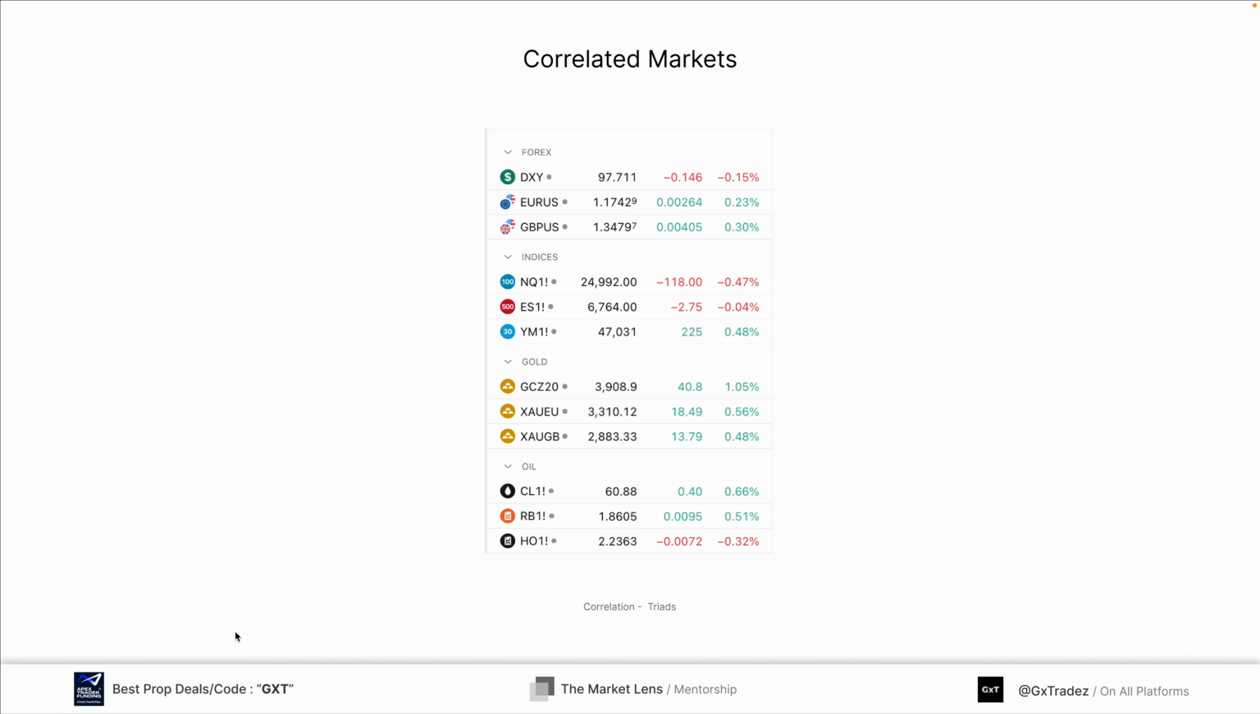And if you want to use silver, it's gonna be the same thing. I also use silver with gold here. Forgot to put it. But if you want a silver triad, same thing. It's gonna be XAG Euro and XAG GBP. Now for the oil triad, we're going to be using CL, RB, and HO. So these are the correlated markets that we're going to be using this logic on. And without further ado, let's get to the next slide.